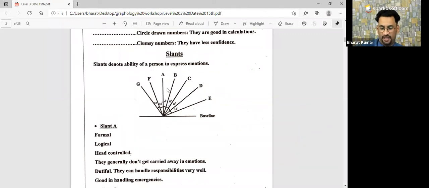Slant F. This is now vertical to left side. ये vertical से left के side में है. These people are over controlled.